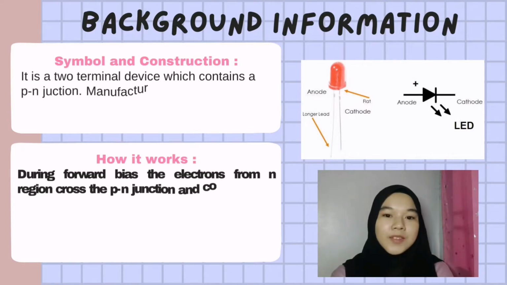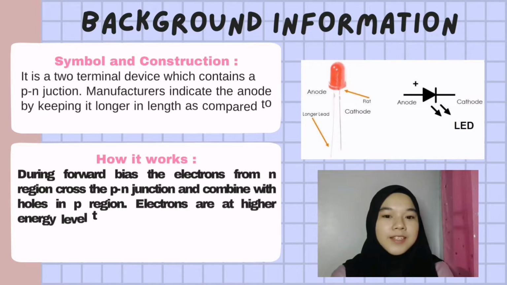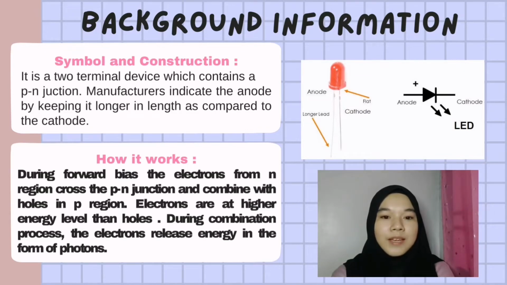Firstly, symbol and construction. It is a two-terminal device which contains a P-N junction. The two terminals are namely the cathode and the anode. Manufacturers indicate the anode by keeping it longer in length as compared to the cathode.